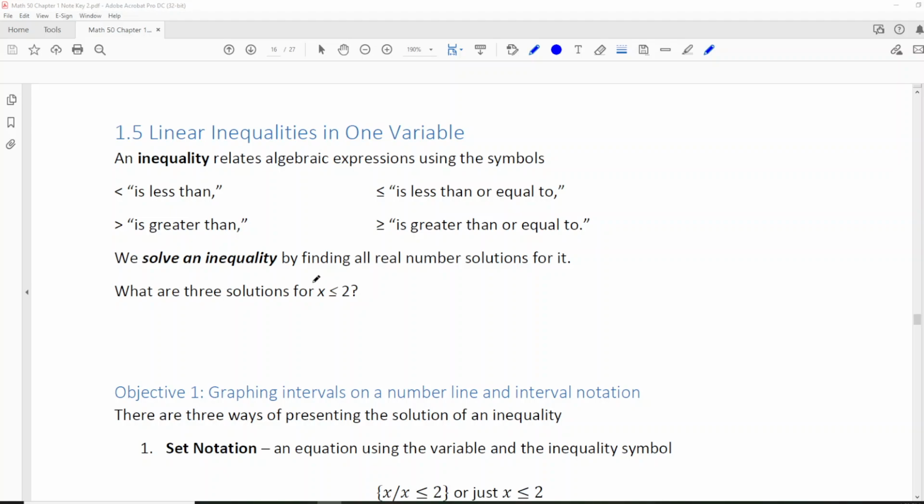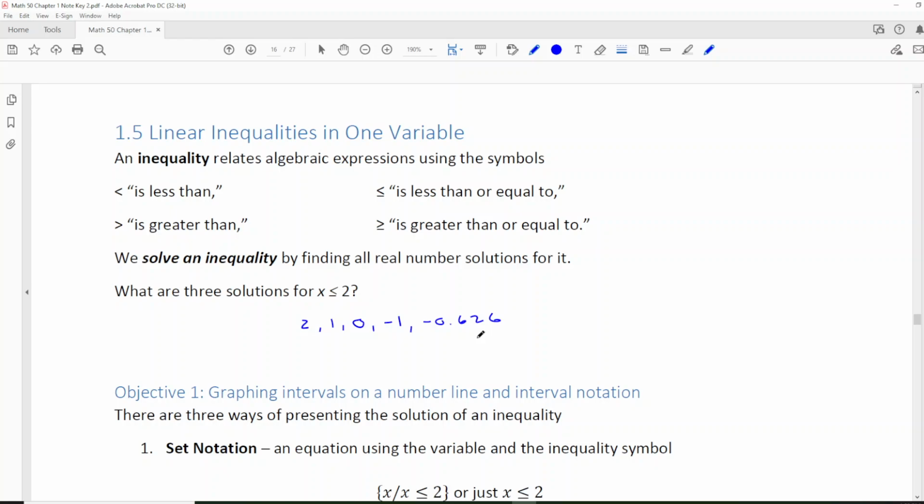So for example, if I wanted to find the values of x that are less than or equal to 2, well, 2 would be a solution, right? 1 would be a solution, 0 would be a solution, negative 1 would be a solution, negative 0.626 would be a solution, right? All the values of x that are less than or equal to 2 are solutions to this inequality. And to me, that's the biggest difference, right? Not just one solution, but a whole range of solutions.